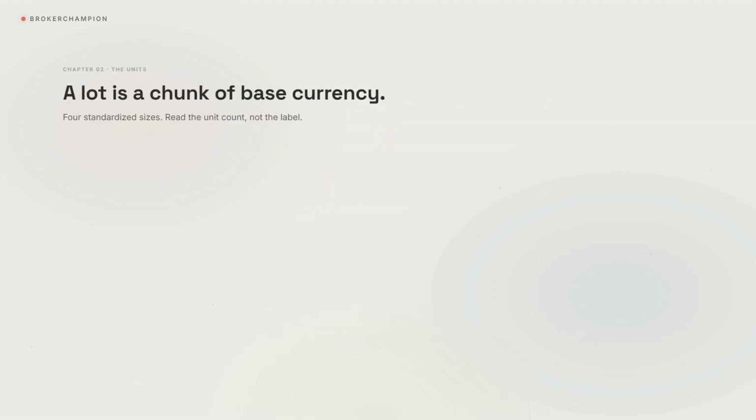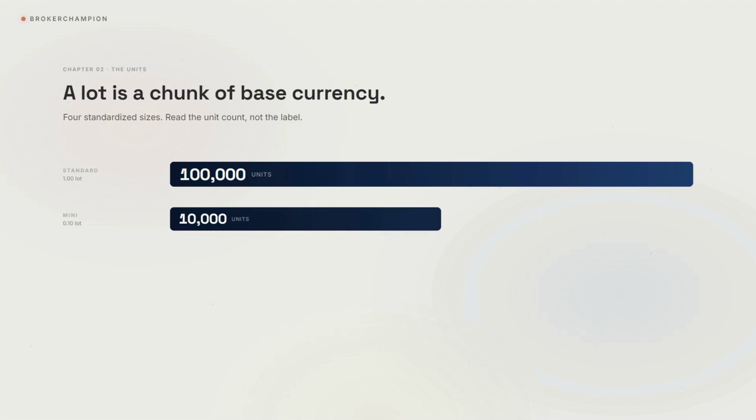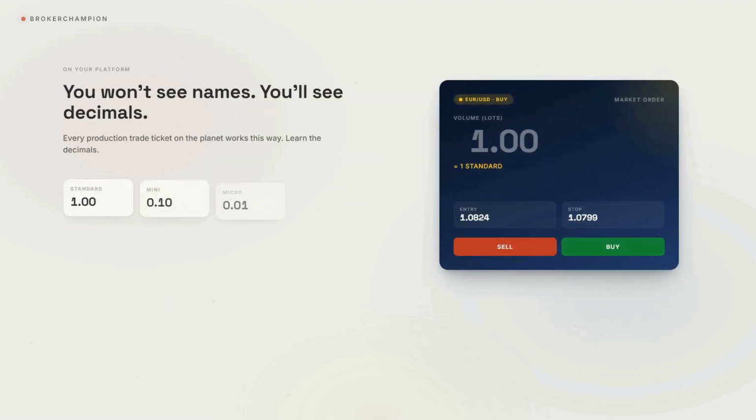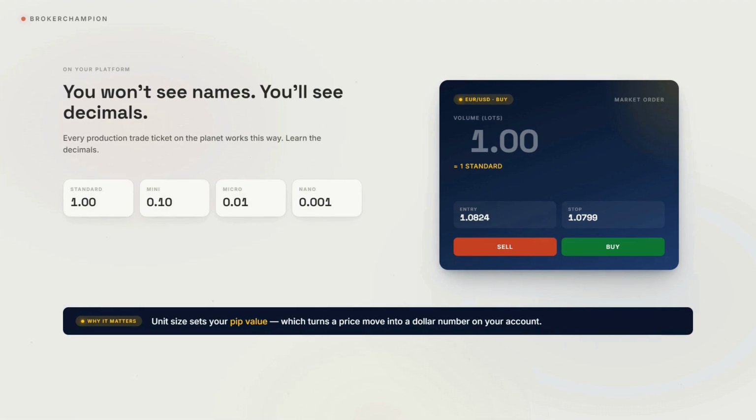Start with the units. A lot in Forex is just a standardized chunk of the base currency. One standard lot is 100,000 units. One mini lot is 10,000. One micro is 1,000. One nano is 100, though nano only exists at certain brokers. On your platform, you won't see the words standard or micro. You'll see decimals. 1.00 is one standard. 0.10 is a mini. 0.01 is a micro. 0.001 is a nano. Learn the decimals. Every production trade ticket on the planet works this way.